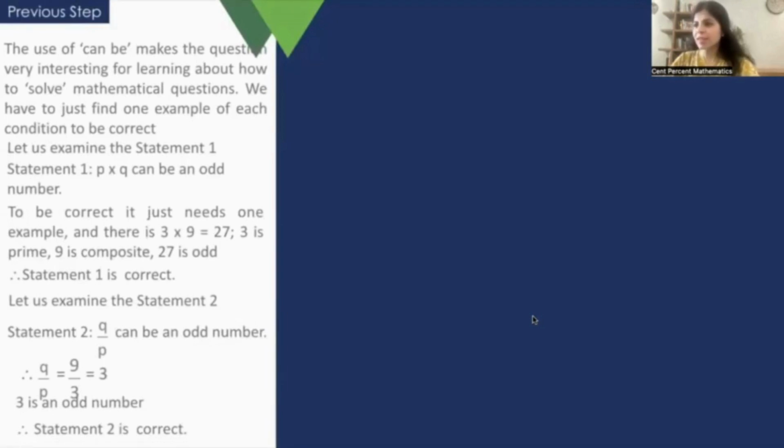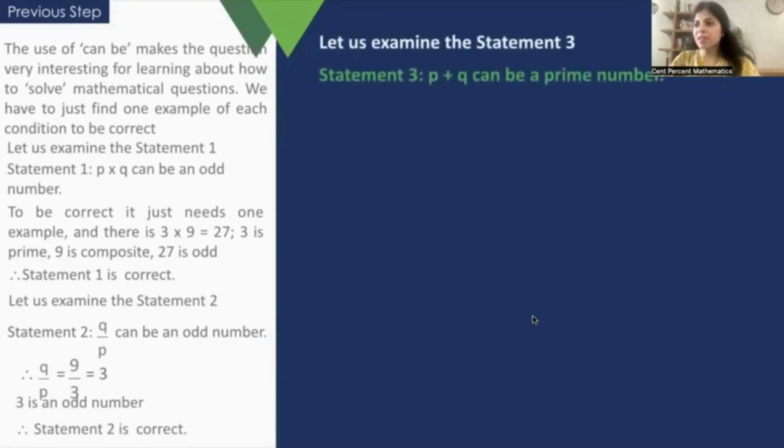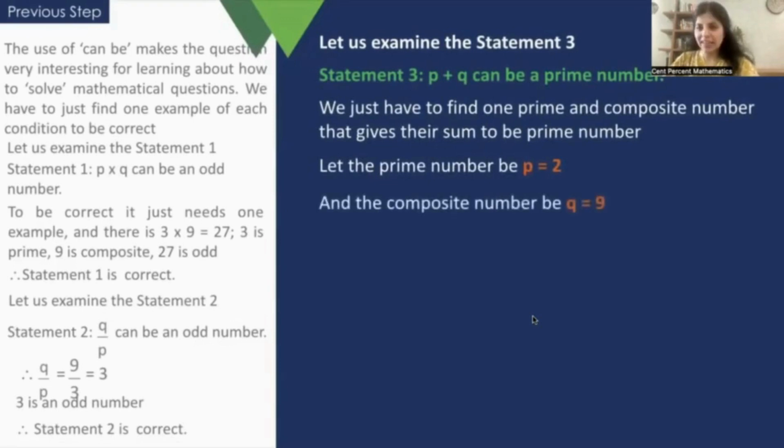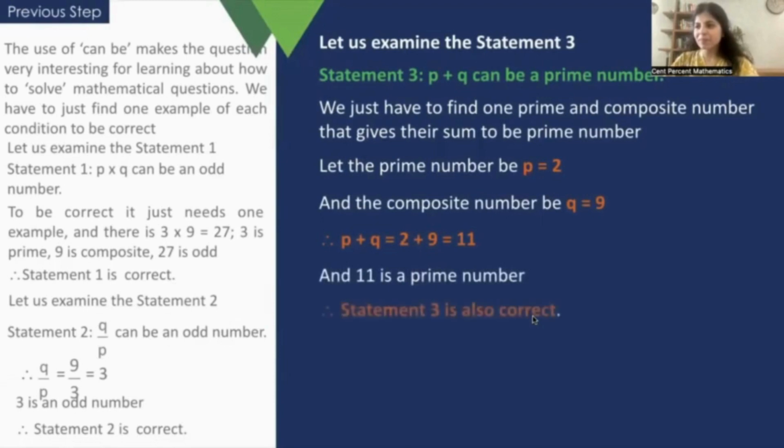Let's get to the third statement, where P plus Q can be a prime number. So we can choose P to be 2 and Q to be 9, where the sum is 11 and 11 is a prime number. So all the three statements are correct. And you can check the correct option now.